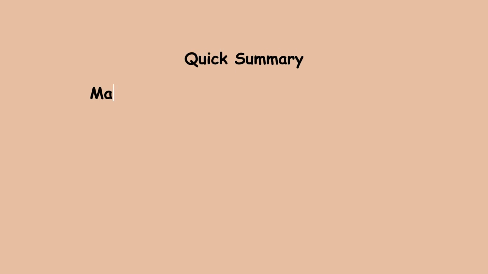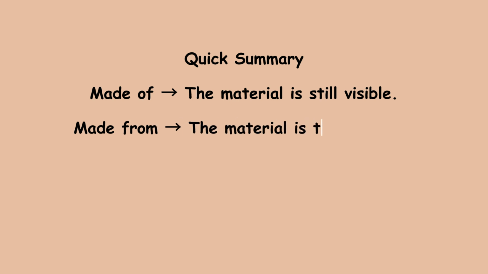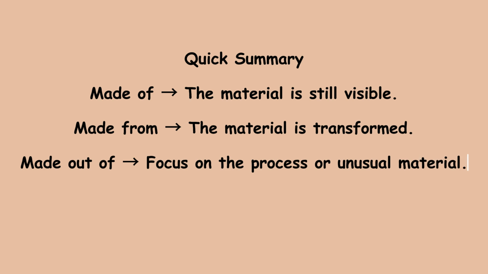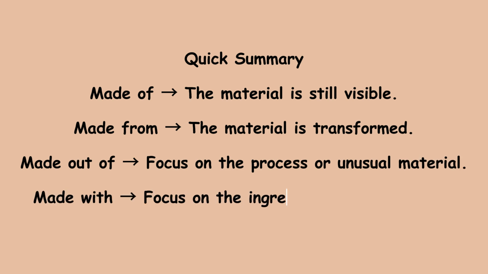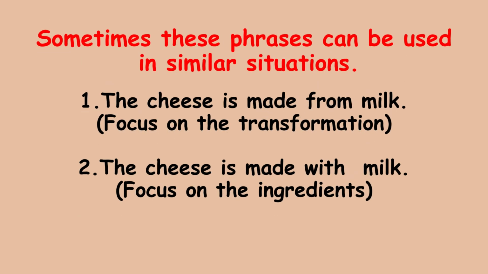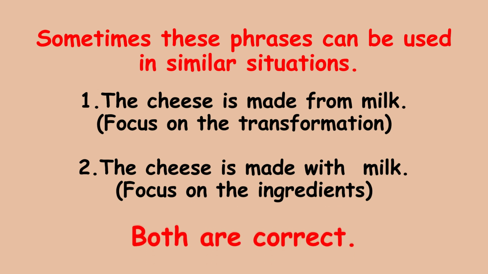Quick summary. Made of, the material is still visible. Made from, the material is transformed. Made out of, focus on the process or unusual material. Made with, focus on the ingredients or components. Sometimes these phrases can be used in similar situations. The cheese is made from milk. The cheese is made with milk. Both are correct.